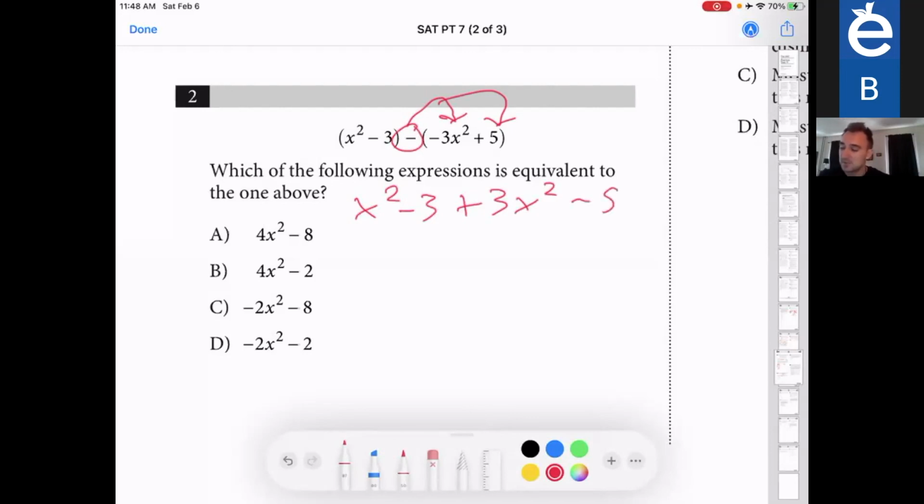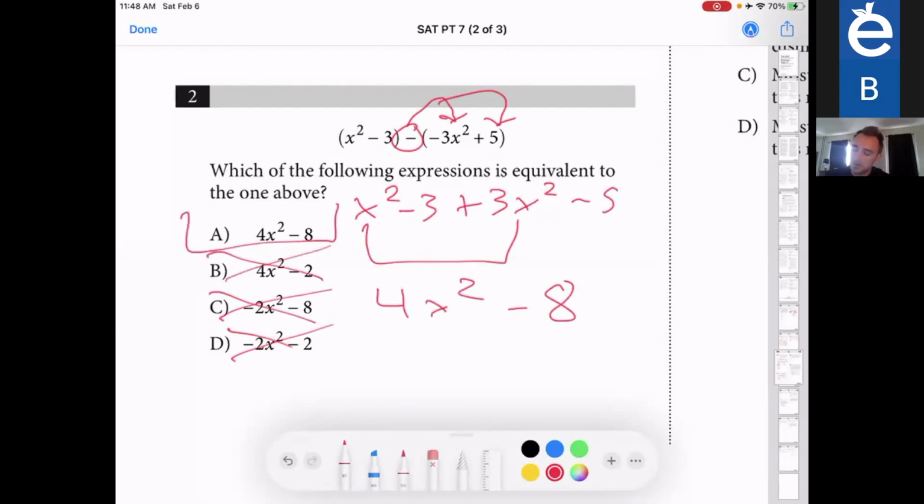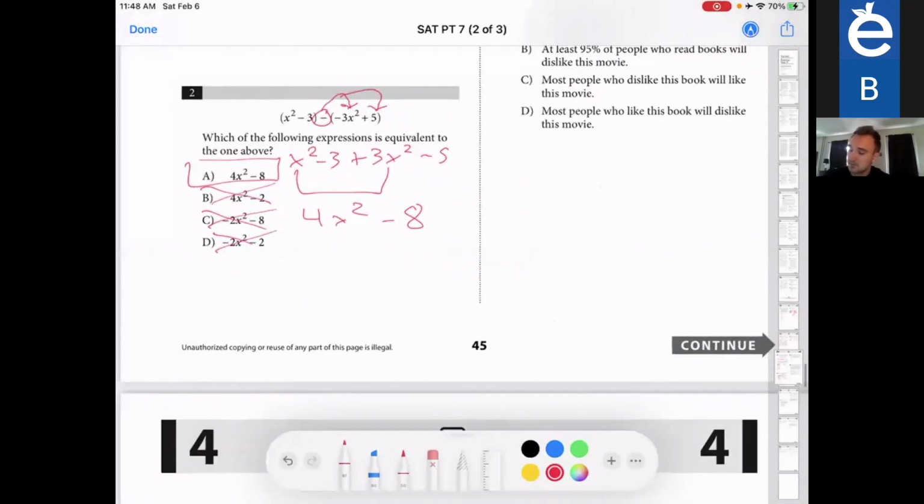So I get x squared minus 3 plus 3x squared minus 5. I can combine these two terms. x squared plus 3x squared gives me 4x squared. I can already tell that knocks out 2 answers. Minus 3 minus 5 gives me minus 8. So A is my answer. The combining like terms problem. Good.